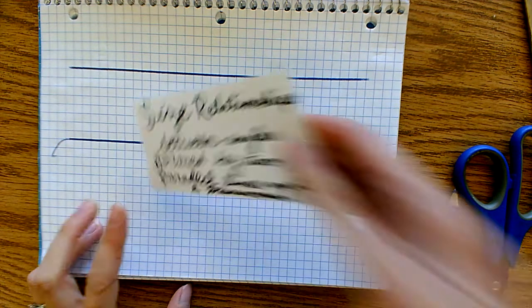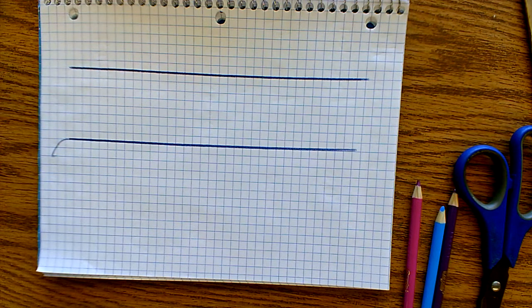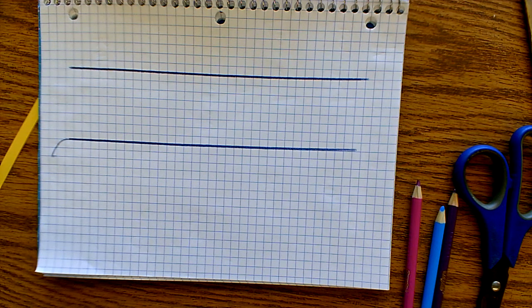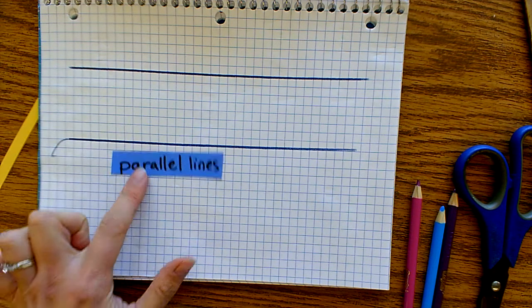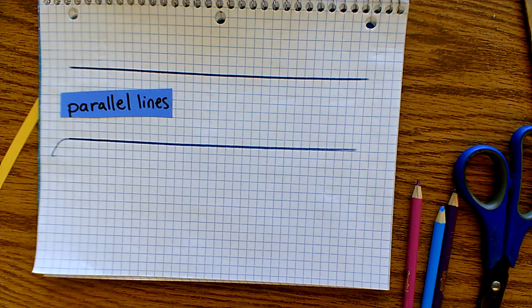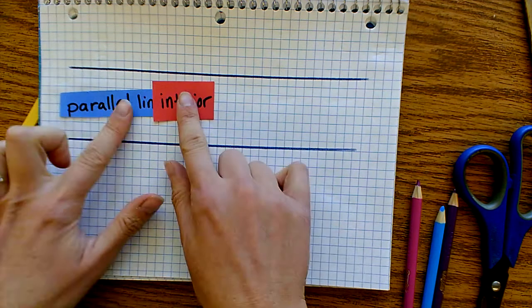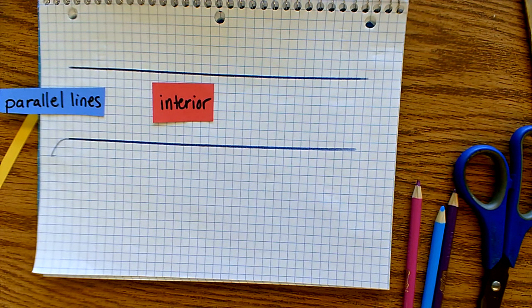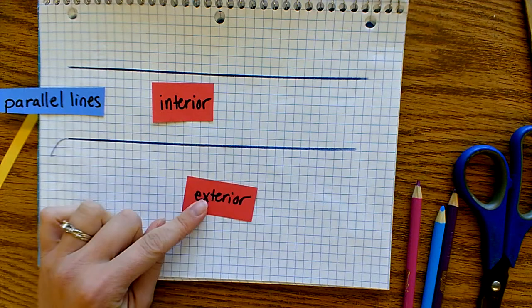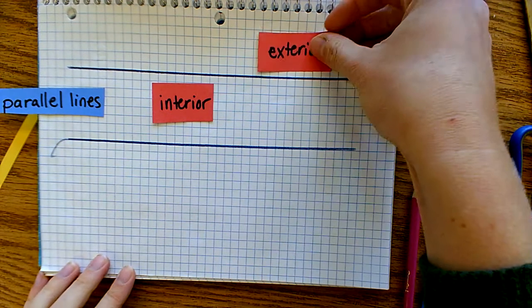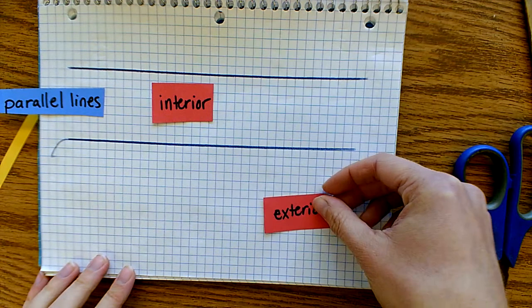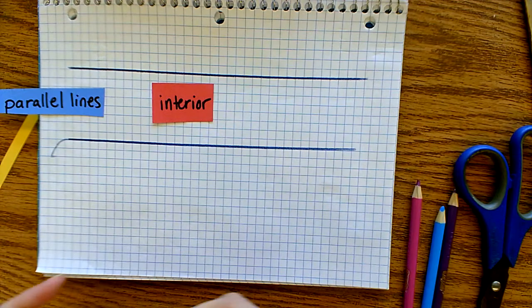Another long title. Let's get to it. So remember, when we have two parallel lines, we have created a few different types of space. We have the interior space, which is the space between the two lines, and the exterior space, which is on either side of the parallel lines.